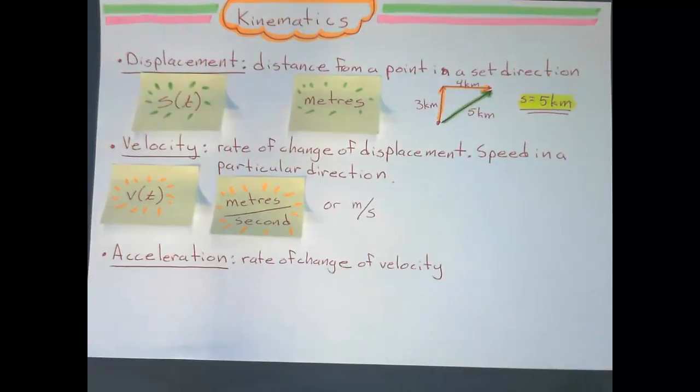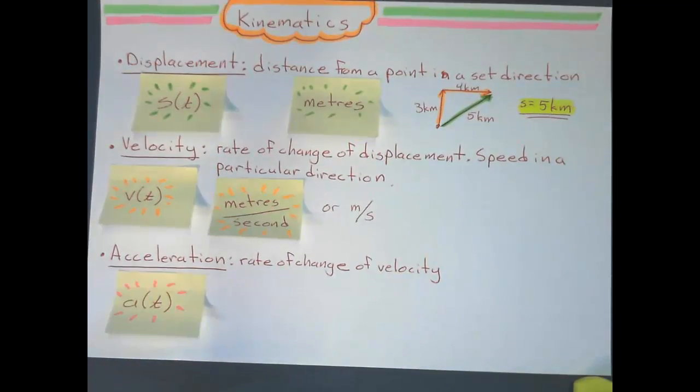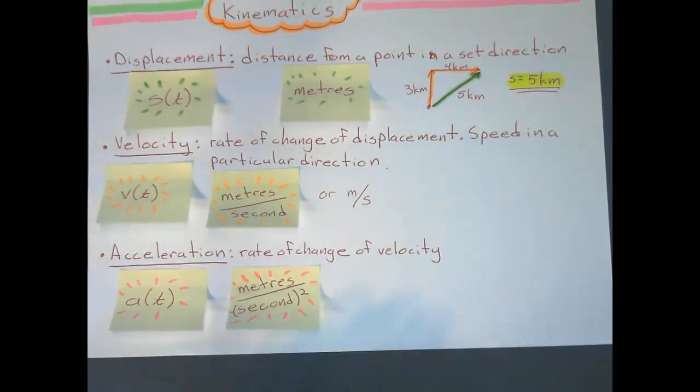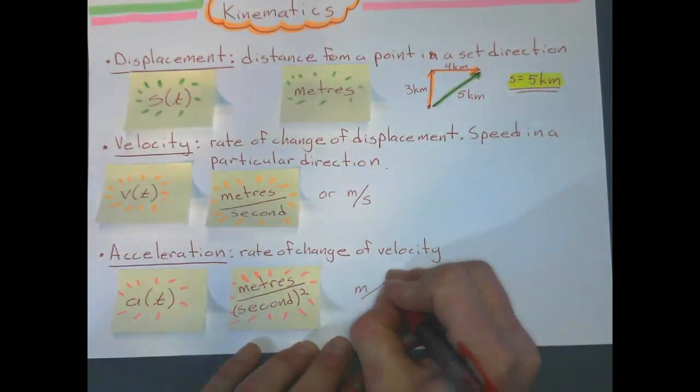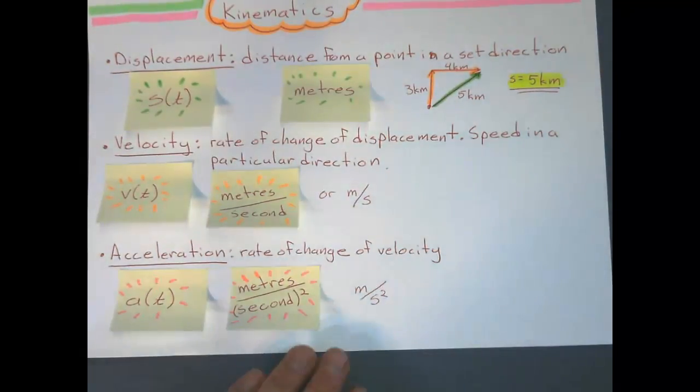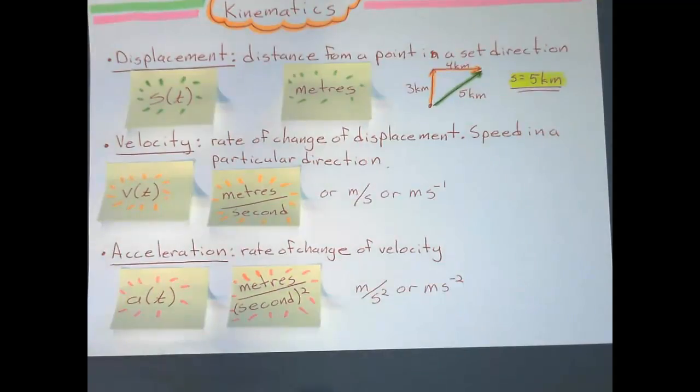Finally, if we go one more, the rate of change of velocity is known as acceleration. All right? So the notation for acceleration is a of t, and the units we use for acceleration are meters per second squared. Meters per second squared, or if you want to write it fancy, we can use negative exponents. Okay. So that's all right.